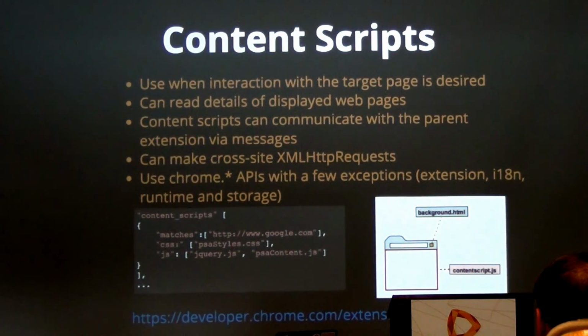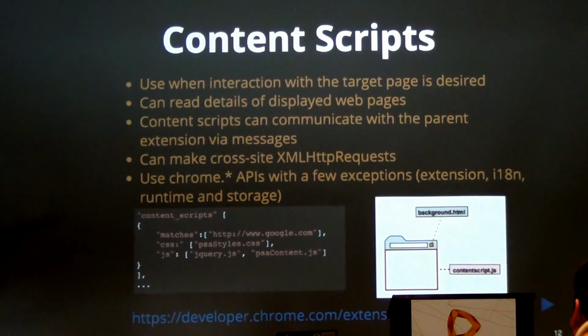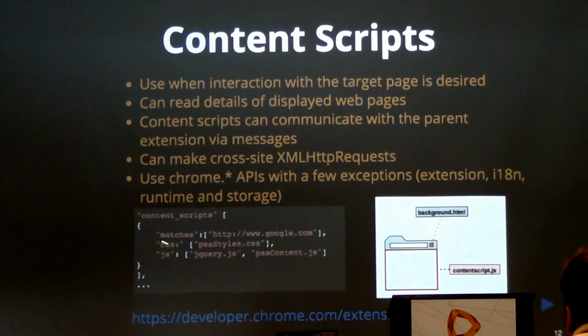We have the Chrome star APIs. You can access most of them, except the ones that are listed here. That's how we define one, for example. This example is going to run only at google.com, or you can put in any URL, HTTP or HTTPS. You can tell where it's going to run, the CSS that you're going to inject, and other files that you may be using in your JavaScript. So it's pretty easy. The format is pretty readable, I think. It's a JSON format.